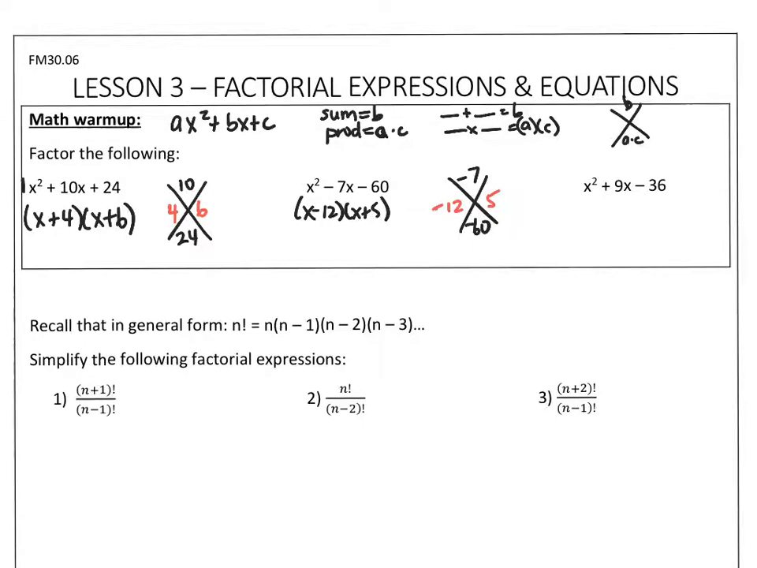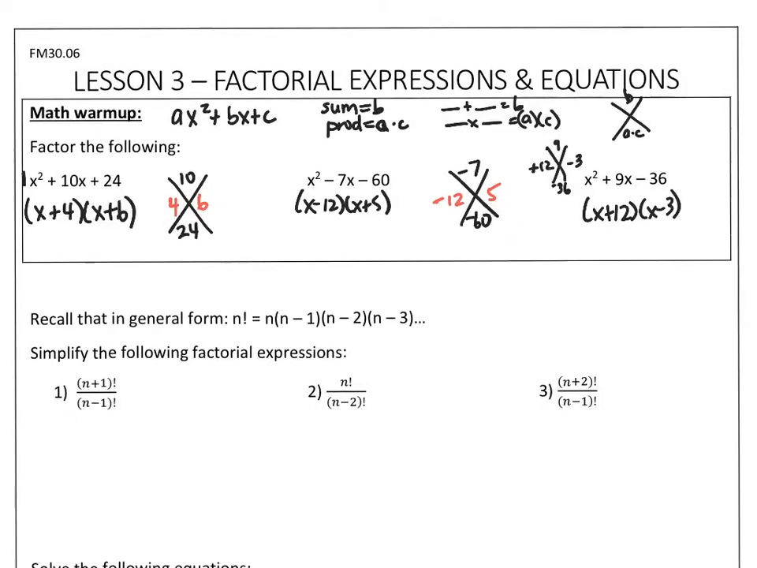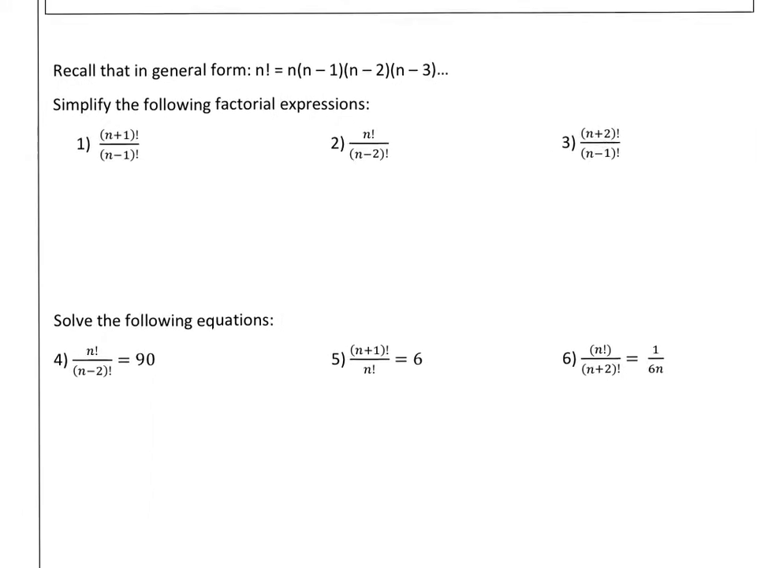And my last guy here, x squared plus 9x minus 36. My sum is 9, my product is minus 36. So two things that multiply to give me -36 and add up to give me 9 would be +12 and -3. So x plus 12, x minus 3. Okay, we're going to need those skills in a little bit when we simplify, and then we are going to solve.